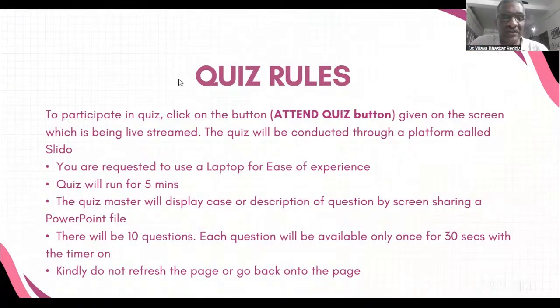So just going through the quiz rules. To participate in the quiz, click on the attend quiz button given on the screen, which is being live streamed. The quiz will be conducted through a platform called Slido. You are requested to use a laptop for ease of experience. Quiz will run for 5 minutes. The quizmaster will display the case or description of each question by screen sharing a PowerPoint file. There will be 10 questions. Each question will be available only once for 30 seconds with the timer on. Kindly do not refresh the page or go back onto the page.